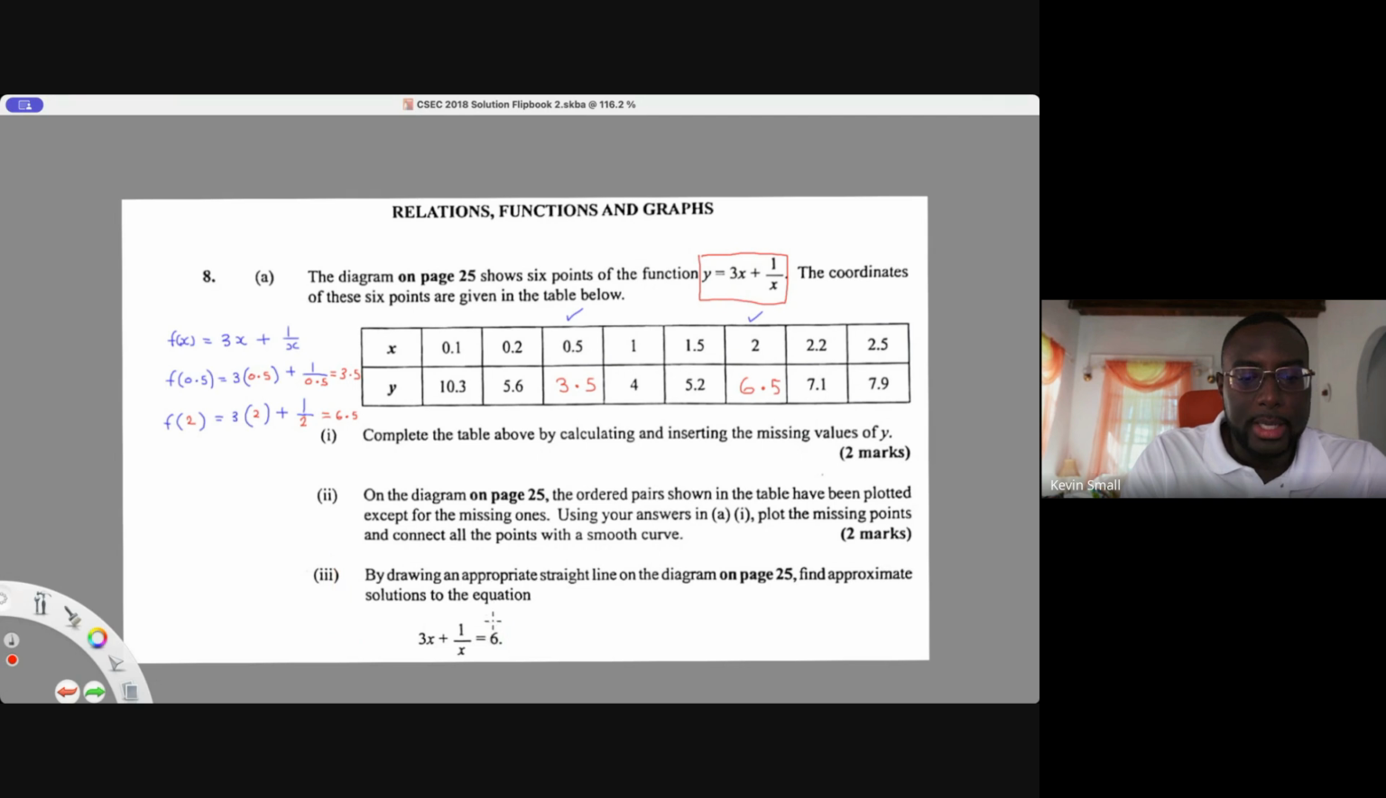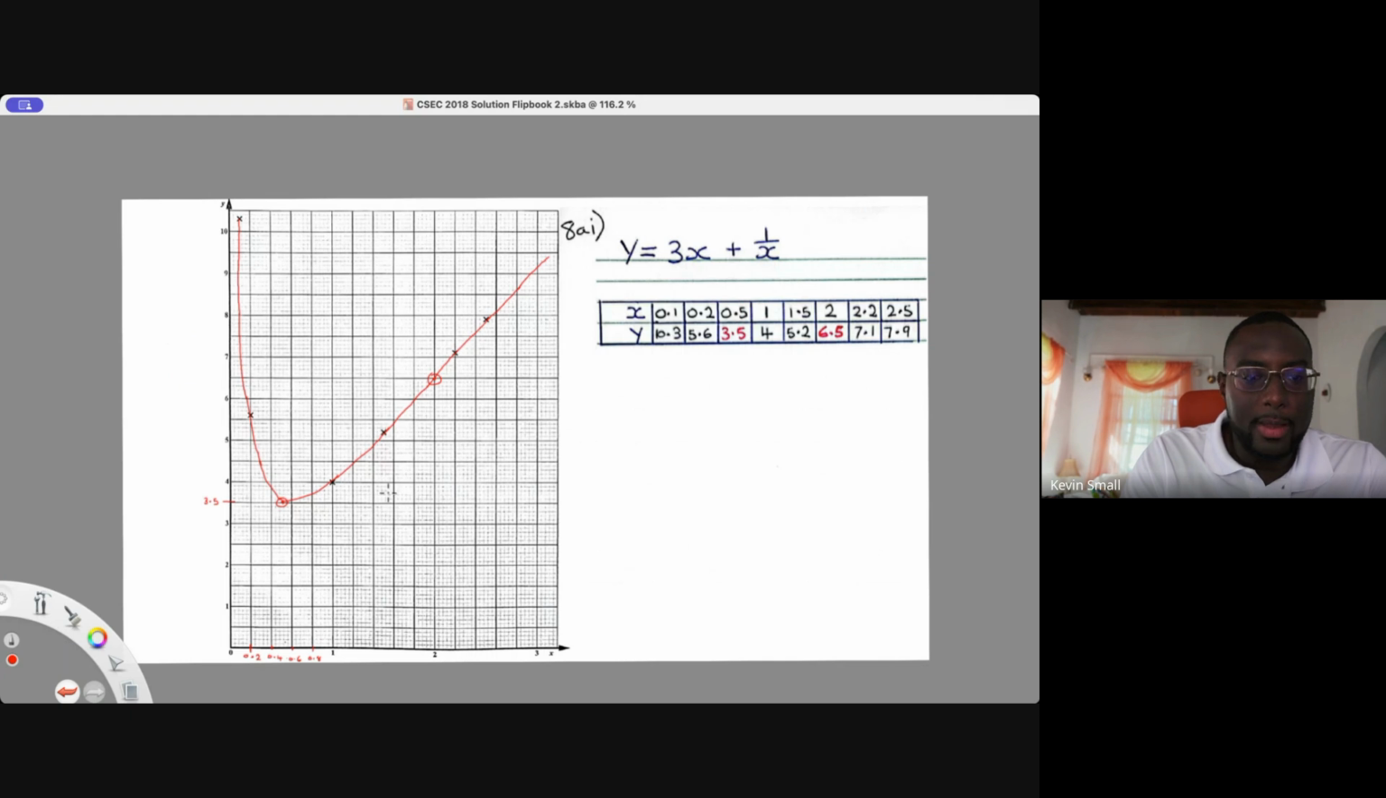Okay, so this is a case where when you have your graph, you take your ruler and you draw a line across from 6. Let me put it in blue. You draw a line across from 6, and it should go straight across. I'll come up a little more. And it should cut the graph at 2 points. Okay, so this line going across cuts this graph at 2 points.